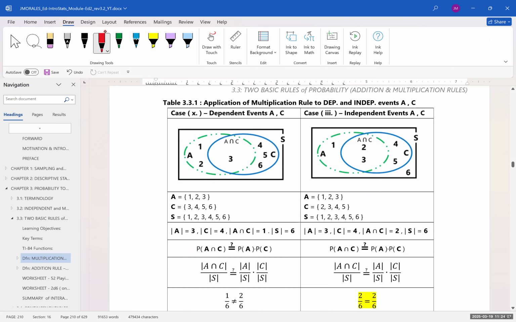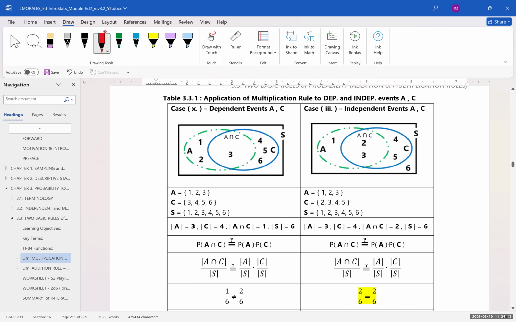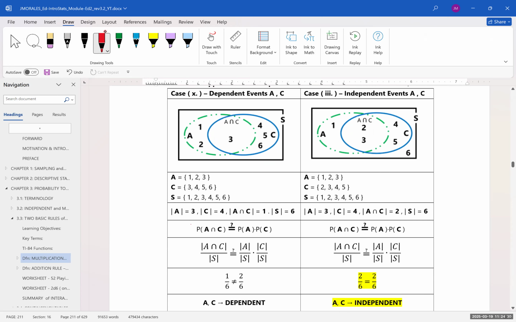This table just takes you back to the previous section where we did a test of independence. You look at these two Venn diagrams, you can't really tell right off the bat which two events, A and C, are dependent or independent just by looking at them, and maybe not just by seeing how they're defined. But we applied this test of independence here.